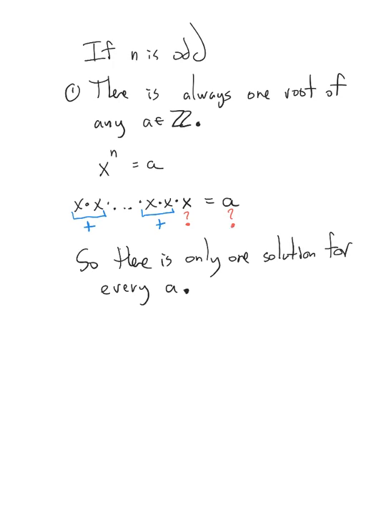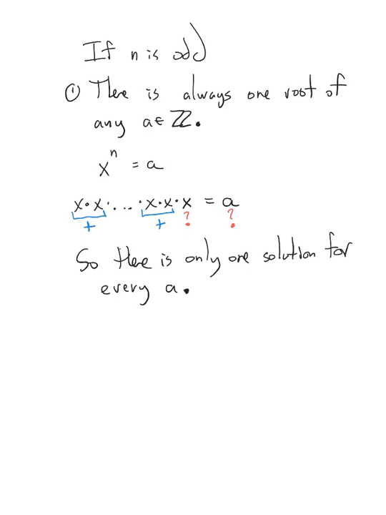So odd roots are easy to think about since you just take it. There is one root. For even roots, there's a couple of cases. If it's positive, then there are two roots. If it's negative, there are no roots. And if it's 0, well, there's one root, and that root is 0.